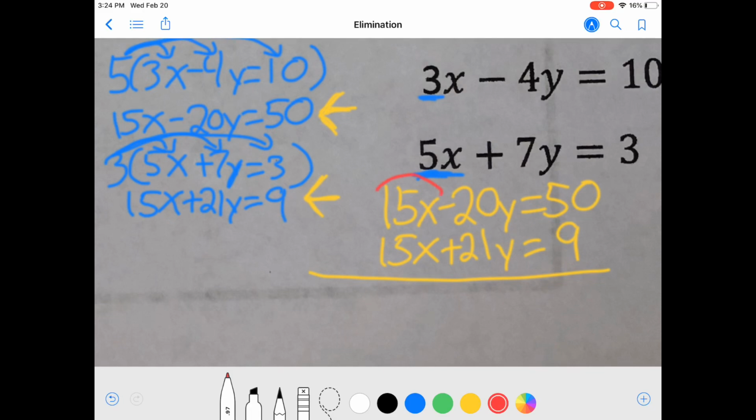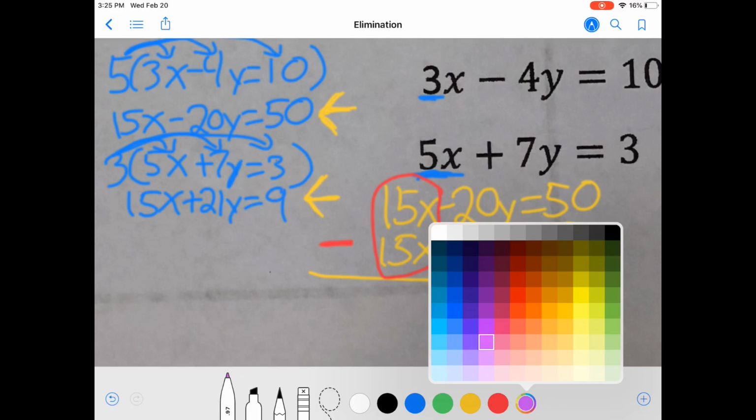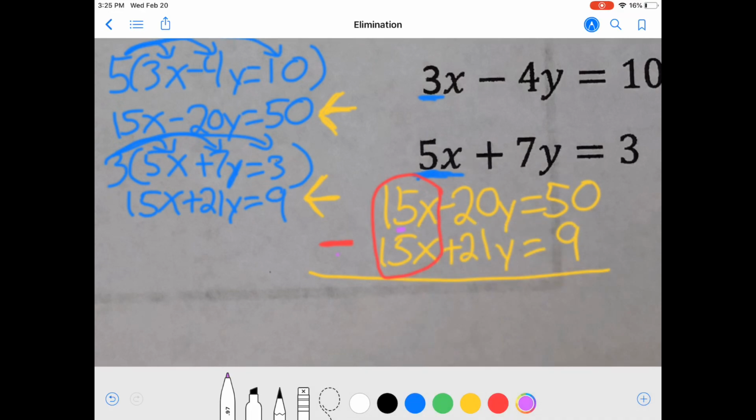Our identical terms are 15x and 15x. Because they're identical, we have to subtract the equations. So we're subtracting all of the like terms. 15x minus 15x is 0, so that goes away. Then we have negative 20 subtract positive 21.